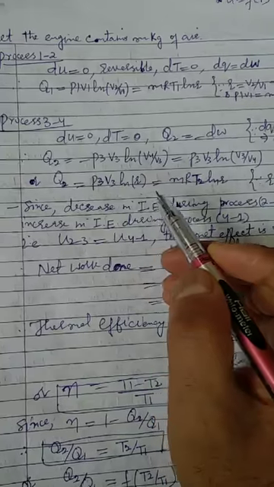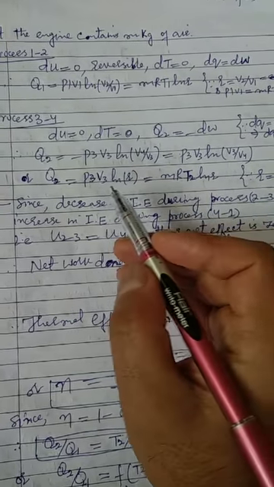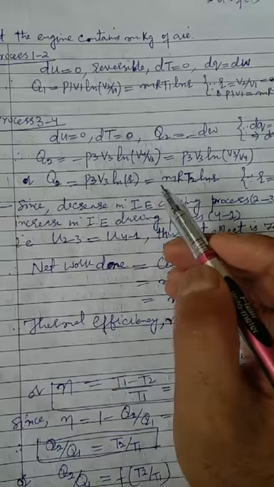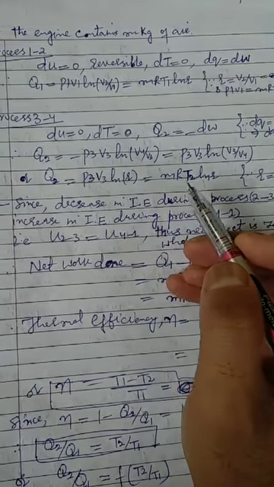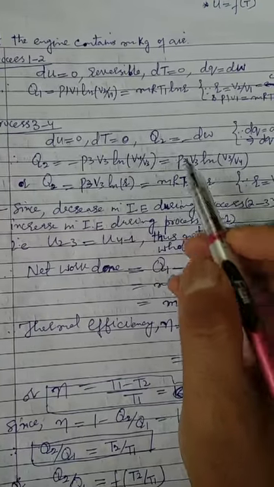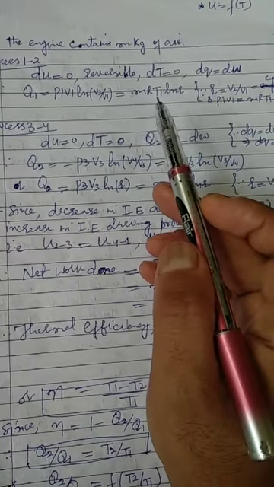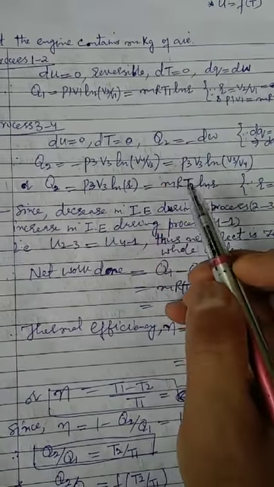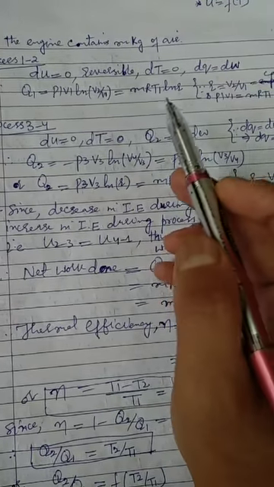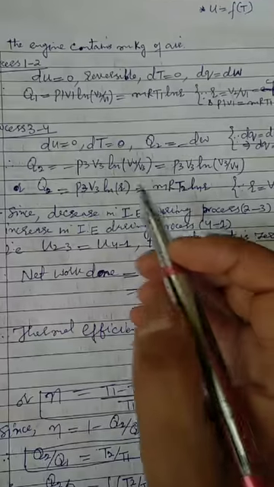As you know, for the ideal gas equation, PV is equal to mRT. So here P3V3 I write as mRT2, because T2 is the temperature for process 3 to 4, and T1 is the temperature for process 1 to 2. The cycle is working between the temperatures T1 and T2, that is, higher temperature and lower temperature. So this is the second equation.